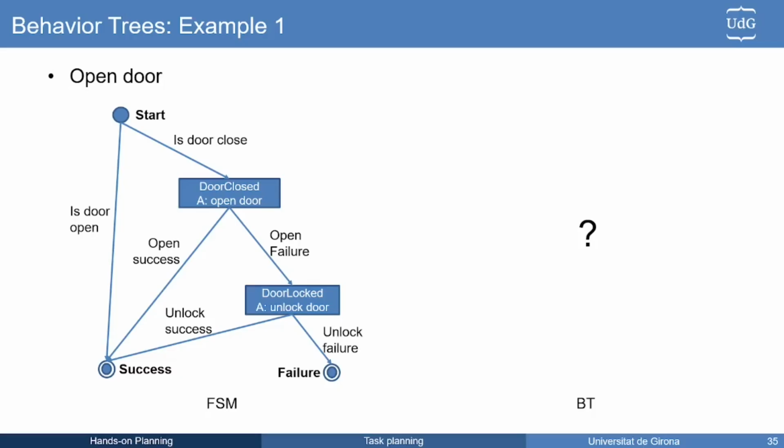We check if the door is open. If it's open, we are done. If not, we try to open the door. If we are able to open the door, we are done. If not, we go to this sequence in which we first unlock. If this fails, everything fails, because this fails, and because all of them have failed, the fallback also fails. If this succeeds, then, because it's a sequence, we execute the other one, that is open the door. If this fails, then everything will fail again. Okay? Something like that will work.